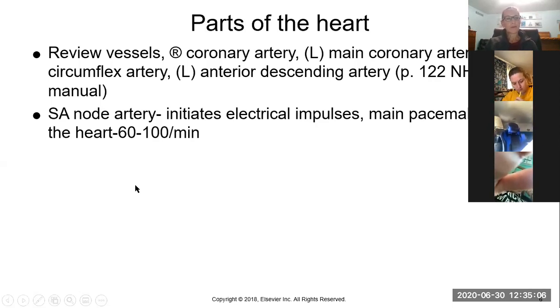Okay. Now, of course, the SA node initiates electric impulses. We've talked about that a lot. It's the main pacemaker, and it will generate 60 to 100 per minute. So we've said that before.